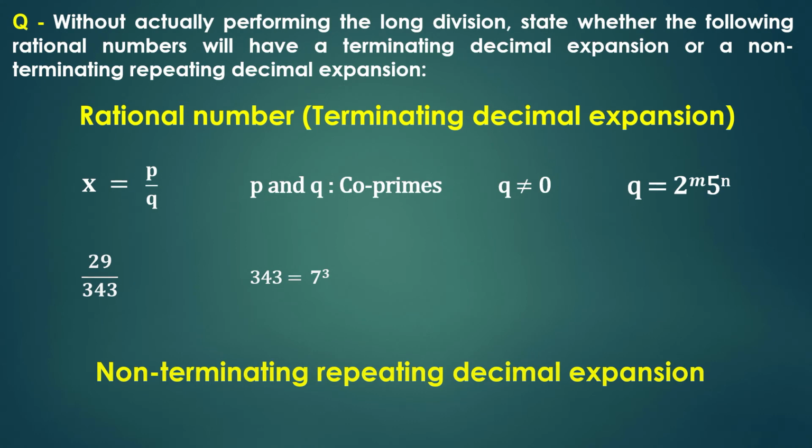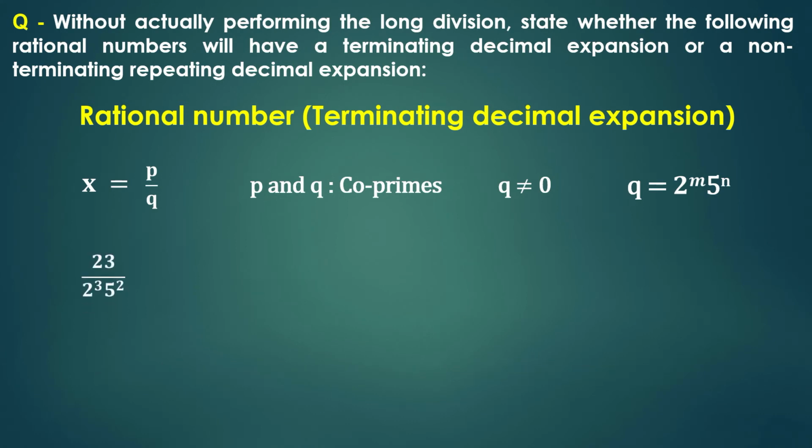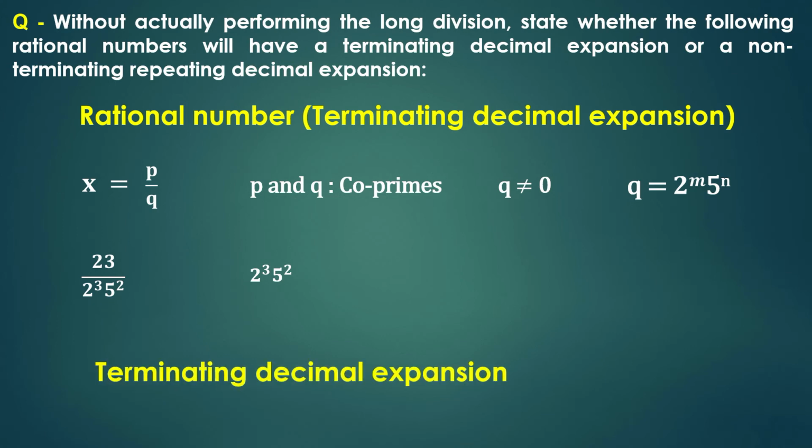Moving on to the next number, which is 23 by 2 cube into 5 square, we can see that the denominator 2 cube into 5 square is already in the form 2 to the power m into 5 to the power n. Therefore, we can simply conclude that 23 by 2 cube into 5 square is a terminating decimal expansion.